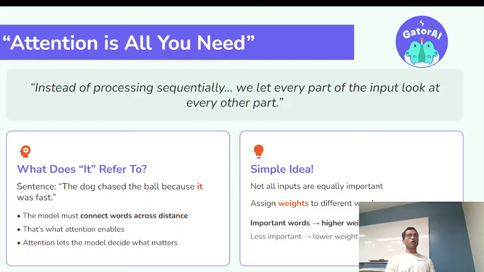So essentially, not all words are important. I mean, for the sentence, the dog chased the ball because it was fast, the word the is not really important to it as much as the word dog is. And so that's why we assign different weights to different words. Important words get higher weights, less important words get lower weights. It's very intuitive in that sense.